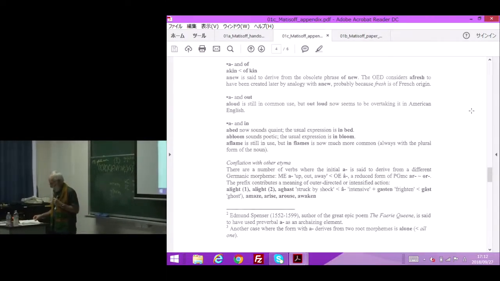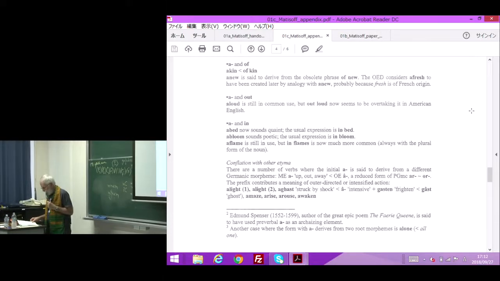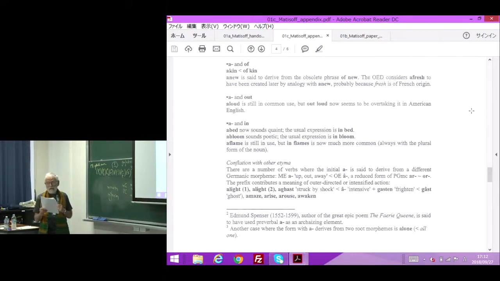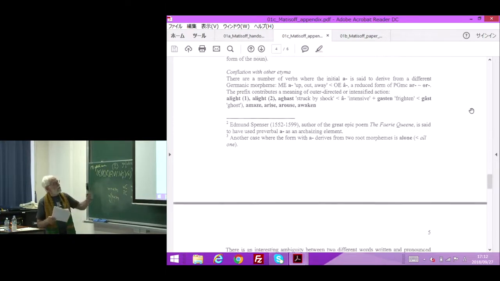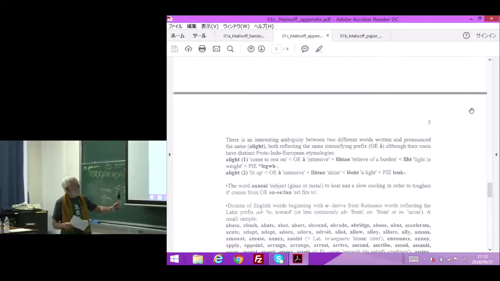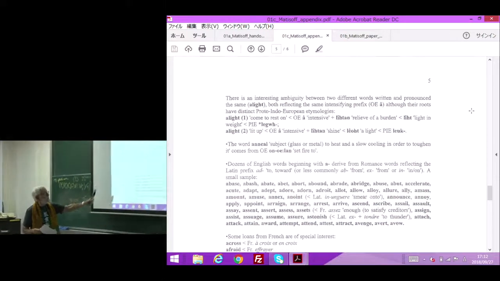have nothing to do with this particular prefix. Some derive from an intensitive prefix. A lot of words are from Romance languages, especially from French, where the first element is ah, but that has nothing to do with what we're talking about. Yeah, all these things.